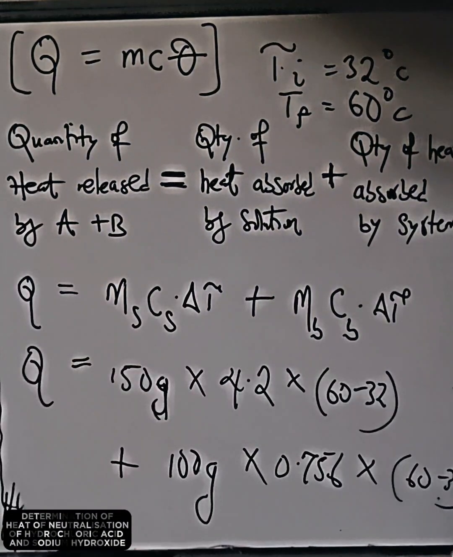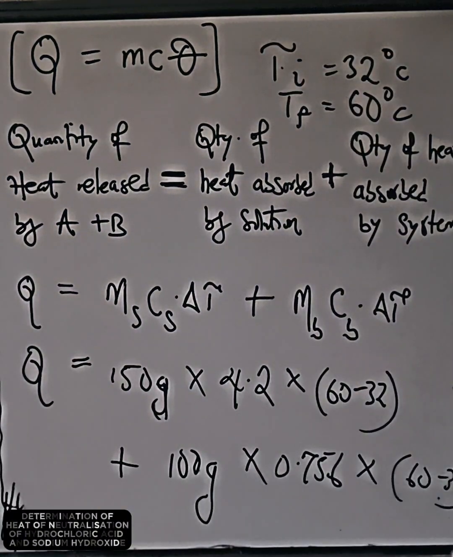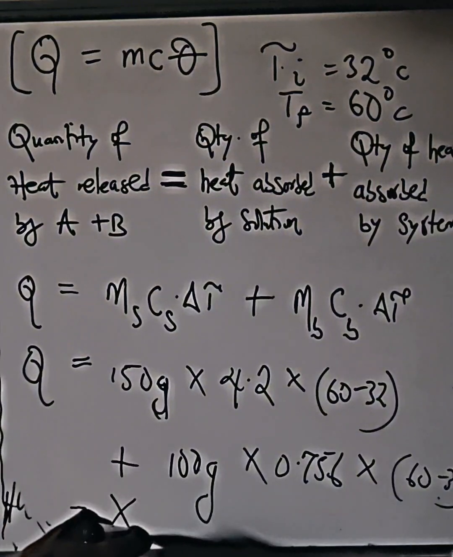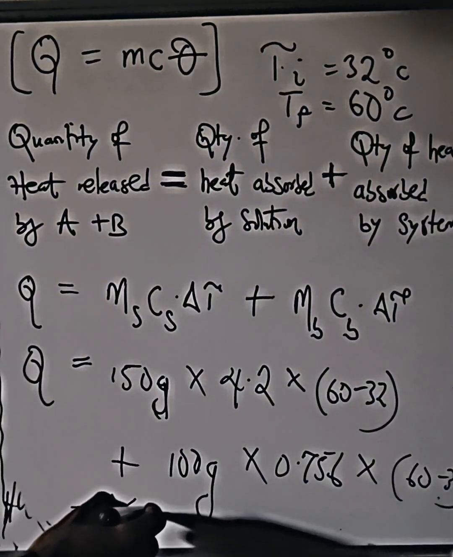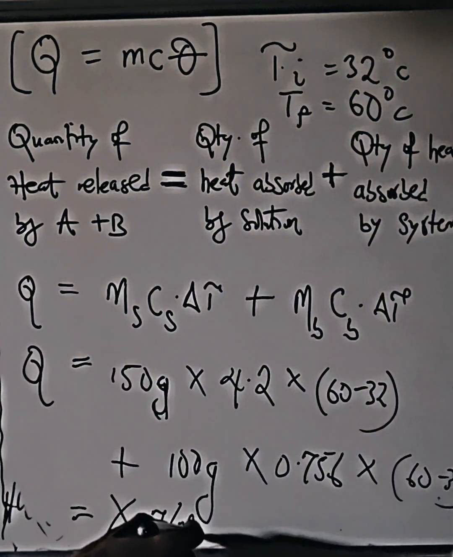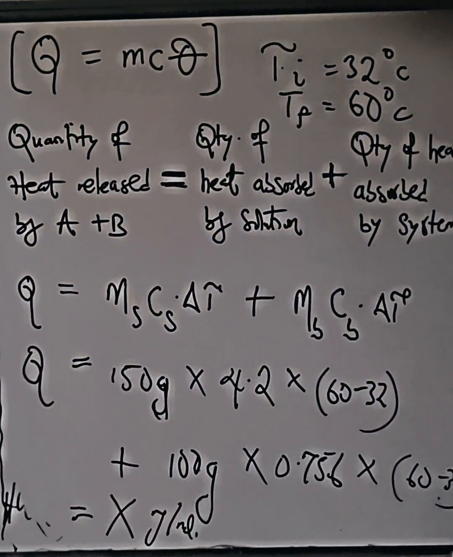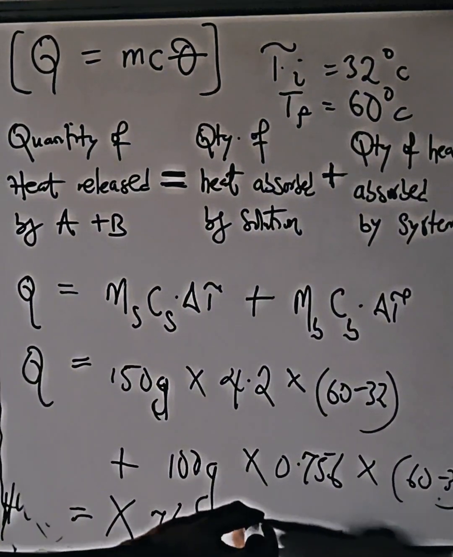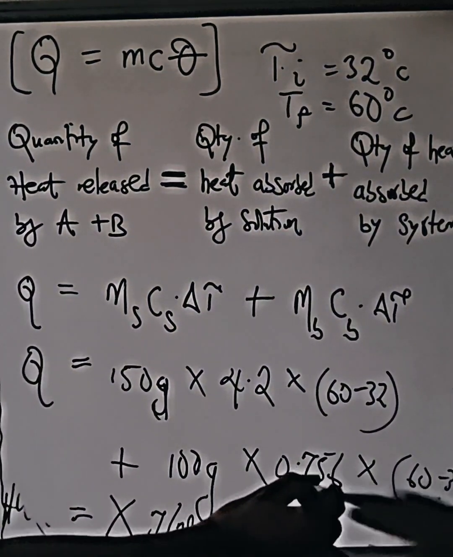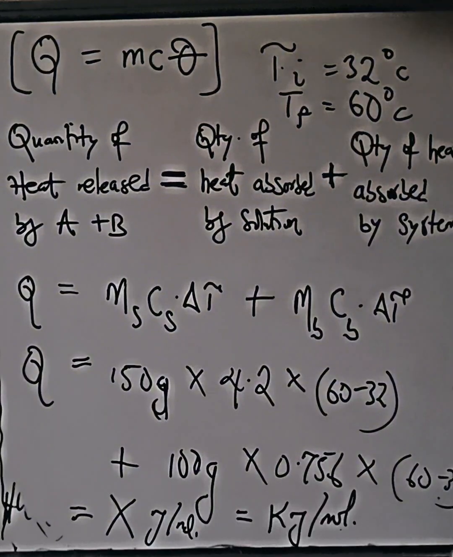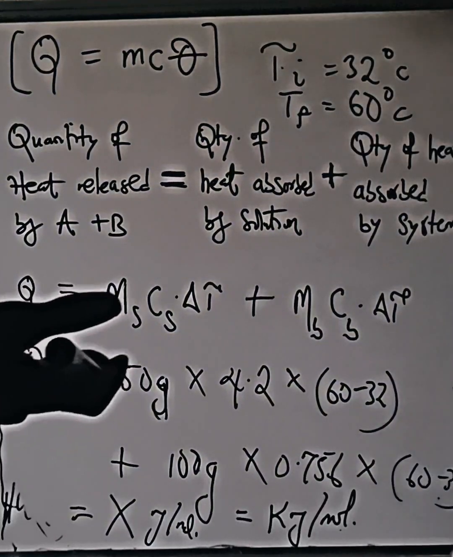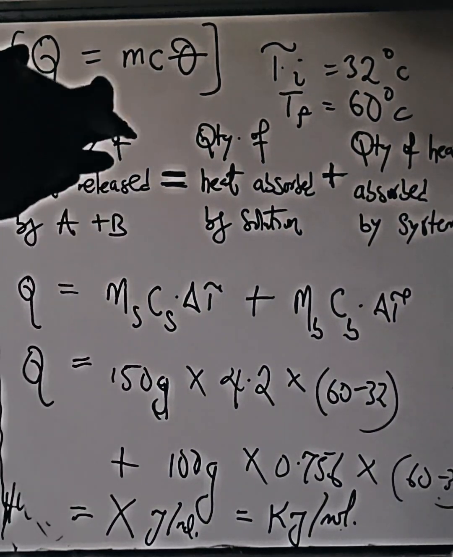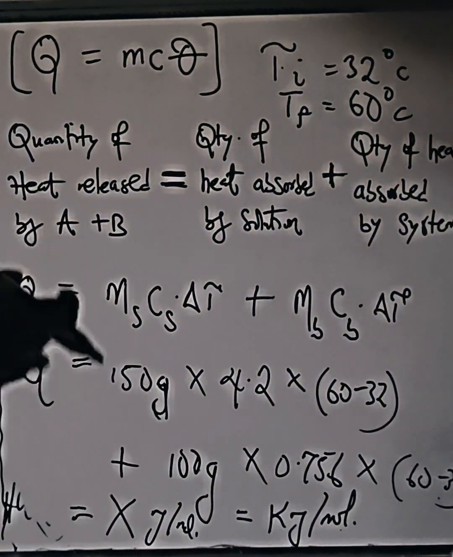Once you're able to solve this, you should be able to get the heat of neutralization. Let's assume the value we got is X, so the unit should be joule per mole. If your value is too much, you can divide it by 1000, and that means your new unit is going to be kilojoule per mole. And that is how you can derive or calculate the heat of neutralization between an acid and a base, in this case hydrochloric acid and sodium hydroxide.